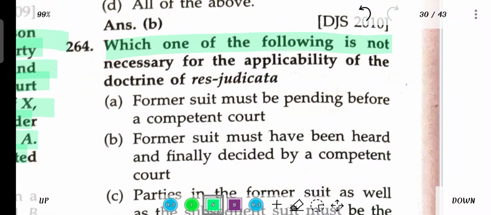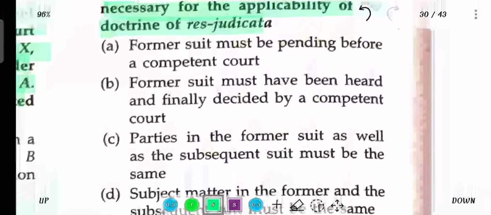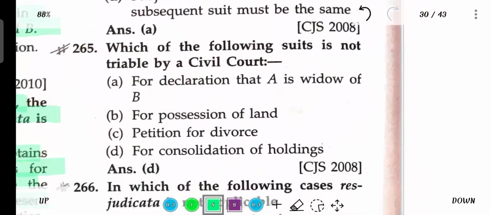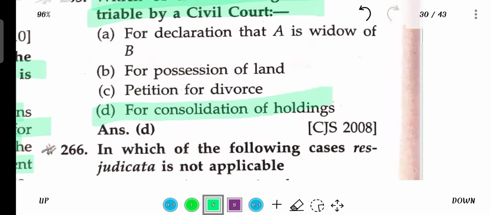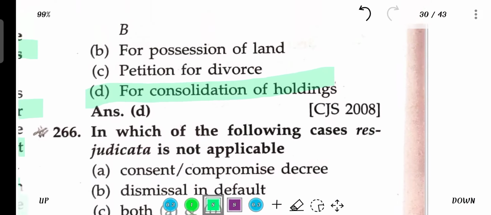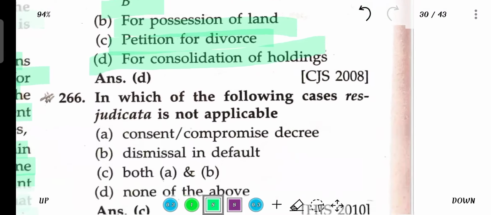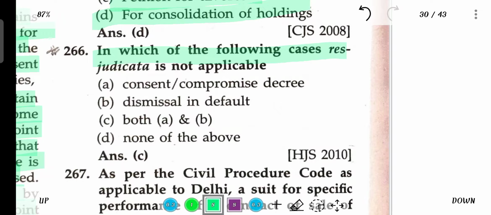Which one of the following is not necessary for the applicability of the doctrine of res judicata? Former suit must be pending before the court of competent jurisdiction. Which one of the following suits is not triable by the civil court? Consolidation and holding. Which one is triable by the civil court? For declaration that A is the widow of B, for the possession of the land, petition for divorce. In which of the following cases is res judicata not applicable? Consent compromise decree, dismissal for default.